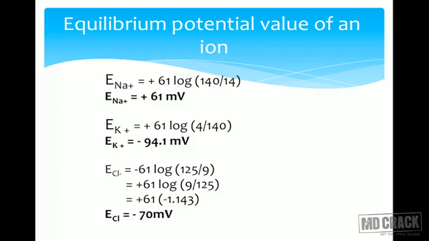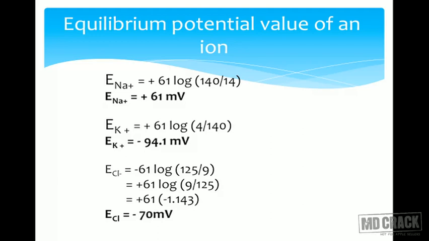That means what will happen now? The potassium ion, a positive ion from inside, will go outside. So there will be efflux of the potassium. The potassium efflux will continue because the concentration gradient force is directed outside.